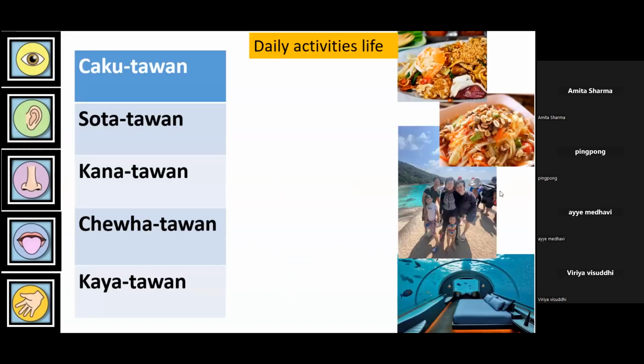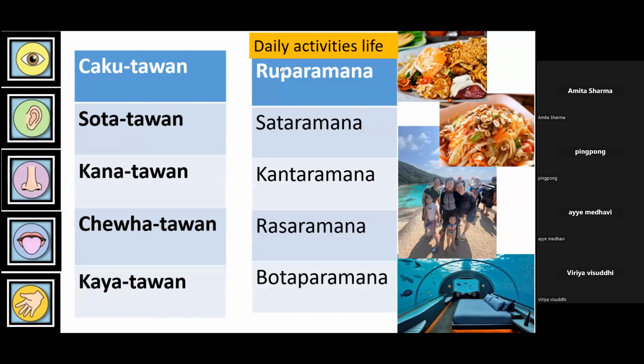So daily activity like this, we're going to know this first. This is Chakku Tawan. This is not Tawan, but we learned from this already. But the real Tawan is inside, right? In Paramattatham. So we're going to say that this is Chakku Tawan, Sota Tawan, Kana Tawan, Shiva Tawan, Kaya Tawan inside Paramattatham. And this is daily activities like we eat, smell the food, go to tourist places, we can do everything like that. And we call the things that we are exposed to Ruparamana, Sataramana, Kantaramana, Rasaramana, and Bodhaparamana.